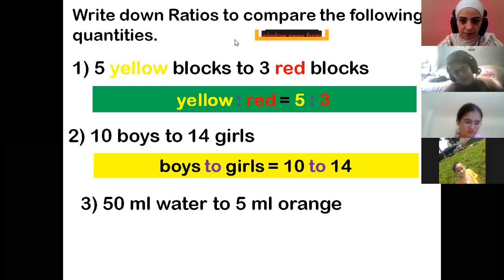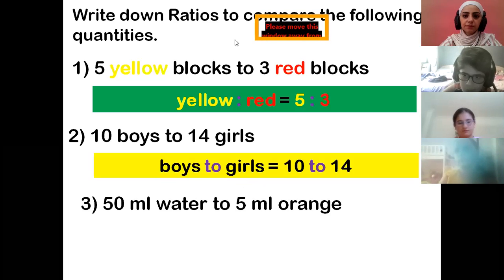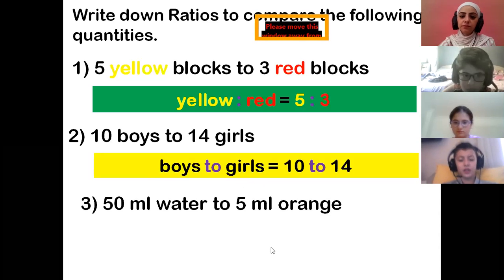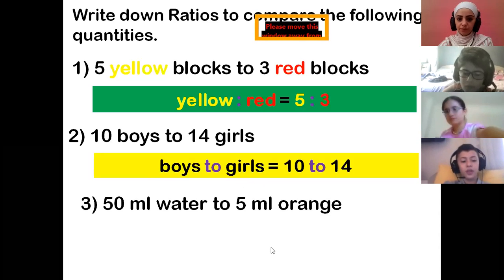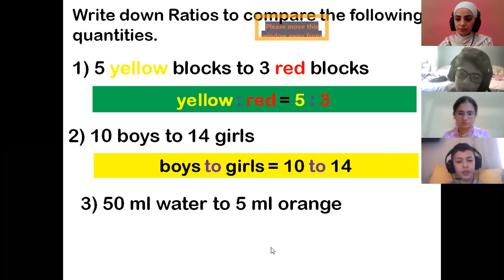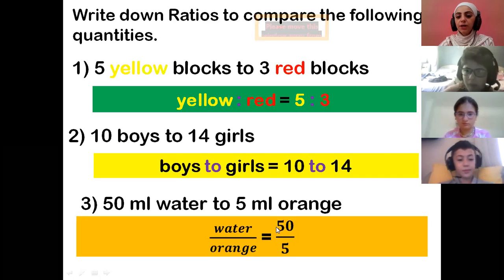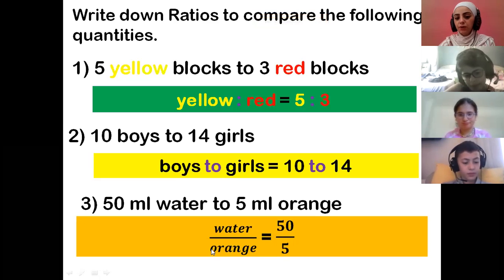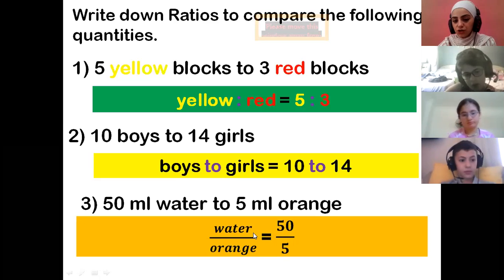Yalla, another one here. Yes, Taysir. 50 milliliters water to 5 milliliters orange. Yeah. We can write 50 milliliters column to 5 milliliters orange. Excellent. Or we can write it like a fraction. Yes, excellent, Taysir. So here we wrote it in this question as a fraction.